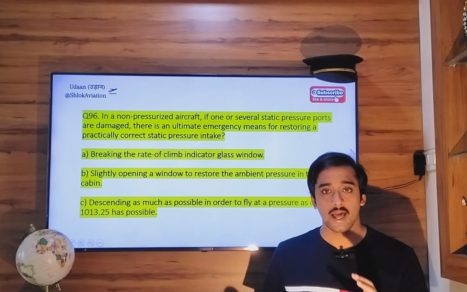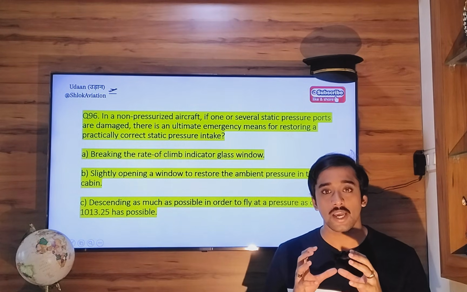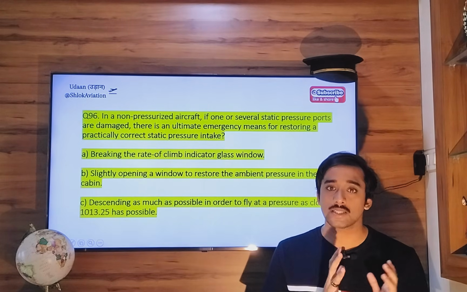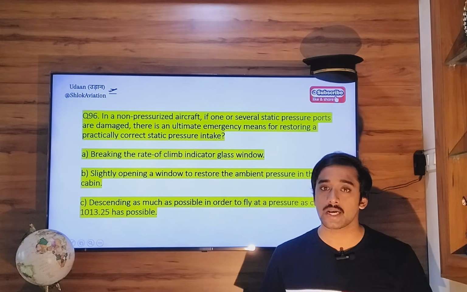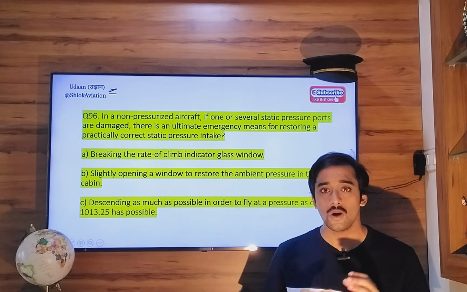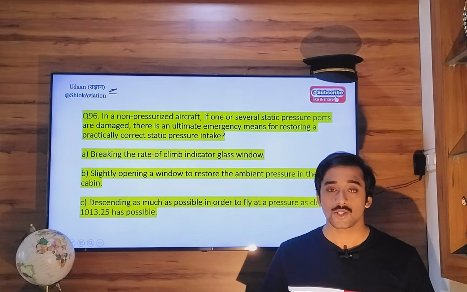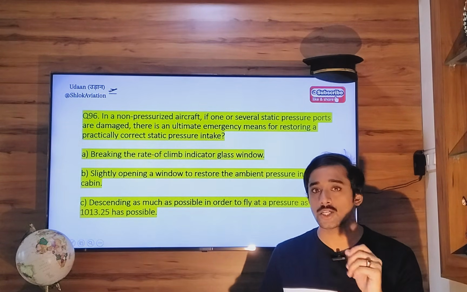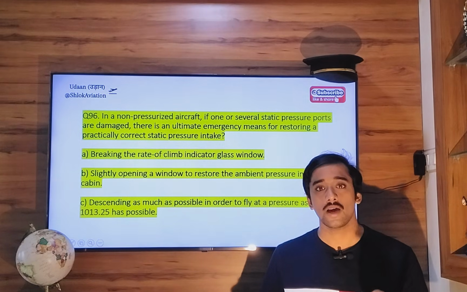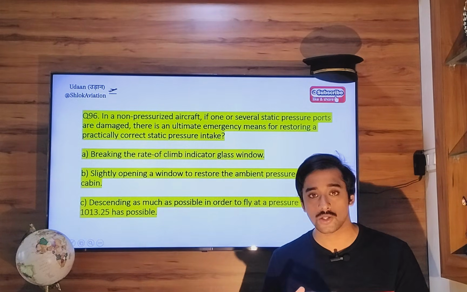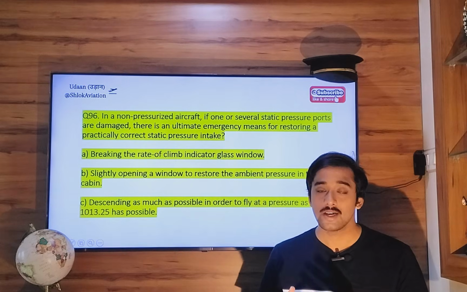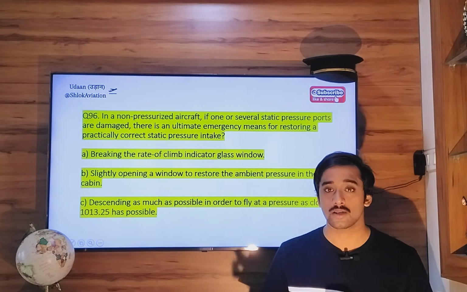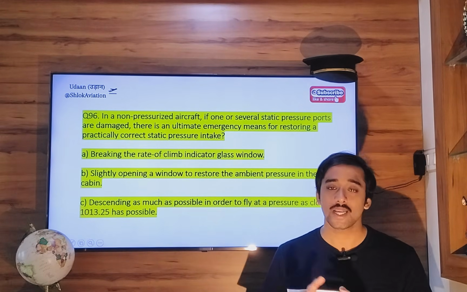How? When you break the glass window of the VSI, the static pressure in your cabin or cockpit is more or less equal to the outside static pressure. Why? You're flying a non-pressurized aircraft, so cabin pressure will be equal to outside atmospheric pressure. As the static port is blocked, outside atmospheric pressure cannot enter. So you have opened a new entry through which this same static pressure can enter the pressure instruments. The new entry is your vertical speed indicator.